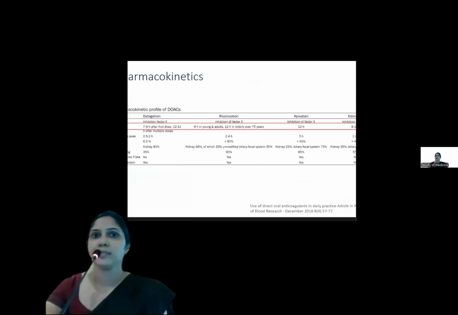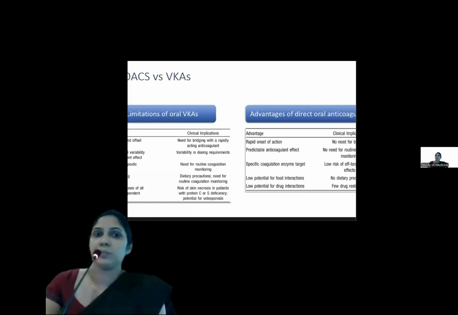Moving on to pharmacokinetics and dynamics, overall, all four drugs have a fairly short half-life, basically ranging from 8 to 12 hours, and they reach maximum peak plasma level within about 2 to 4 hours. So this pharmacokinetic profile makes it more advantageous when compared with warfarin. They have very rapid onset of action, so we don't have to bridge. And they have rapid offset as well. So in the case of surgery and in the case of bleeding, we don't routinely have to use any reversal agent. Their anticoagulant effect is fairly predictable, so there's no need for routine monitoring, and we can use a fixed dose. And compared to warfarin, they have very low potential for food and drug interactions.